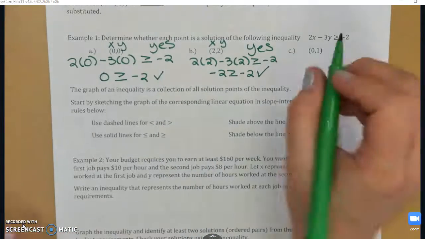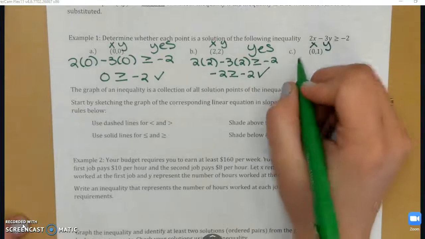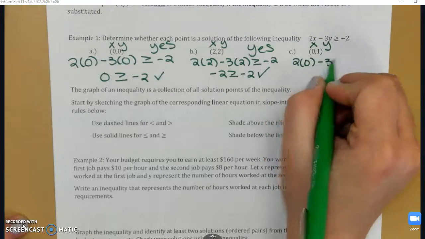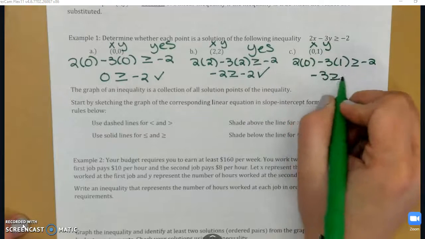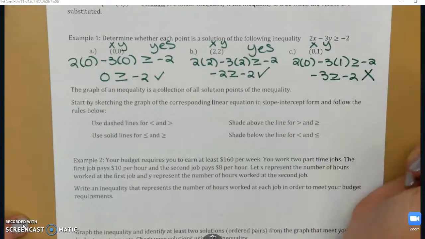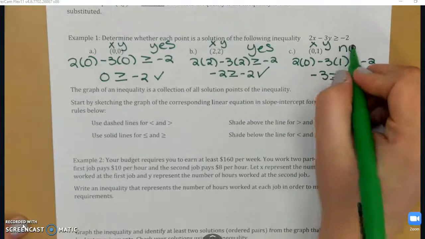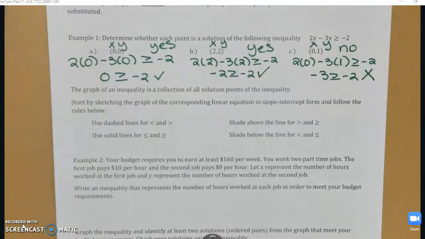All right, last one. If x is 0 and y is 1, 2 times 0 minus 3 times 1. 0 minus 3 is negative 3. Negative 3 is not greater than or equal to negative 2, so this is not a solution.